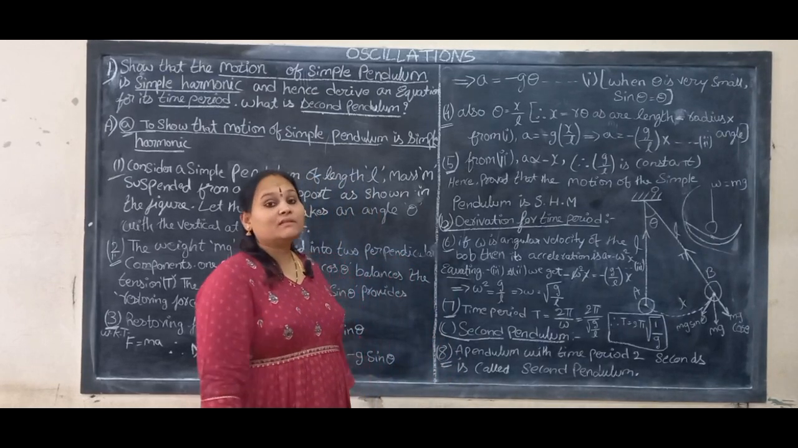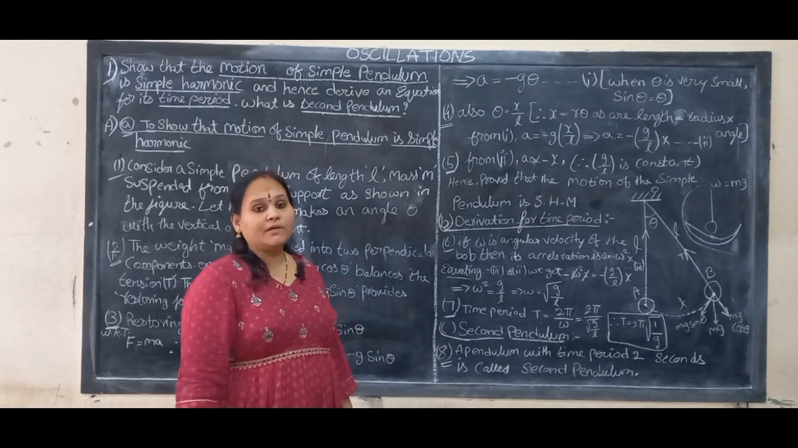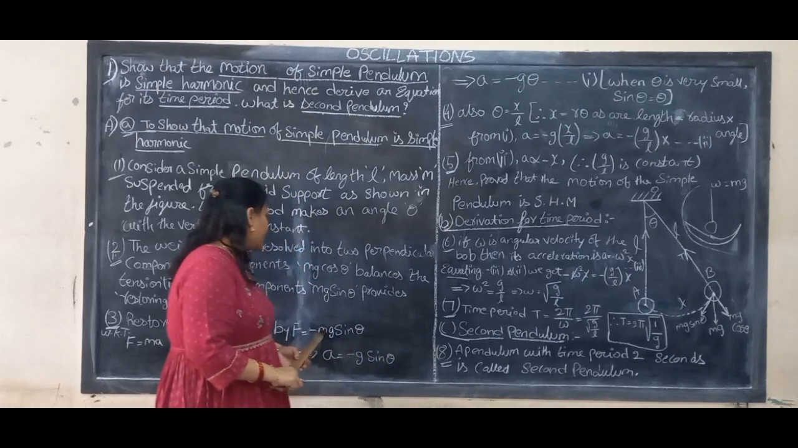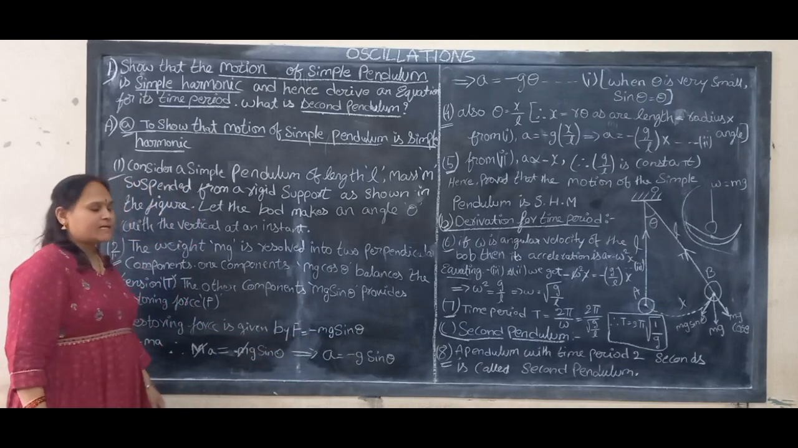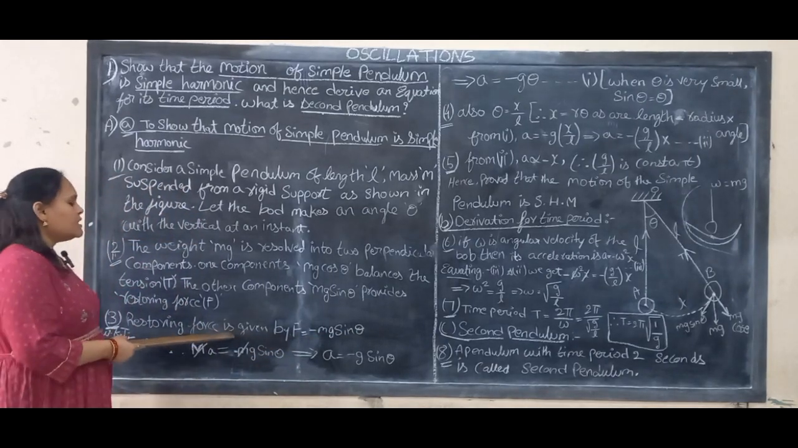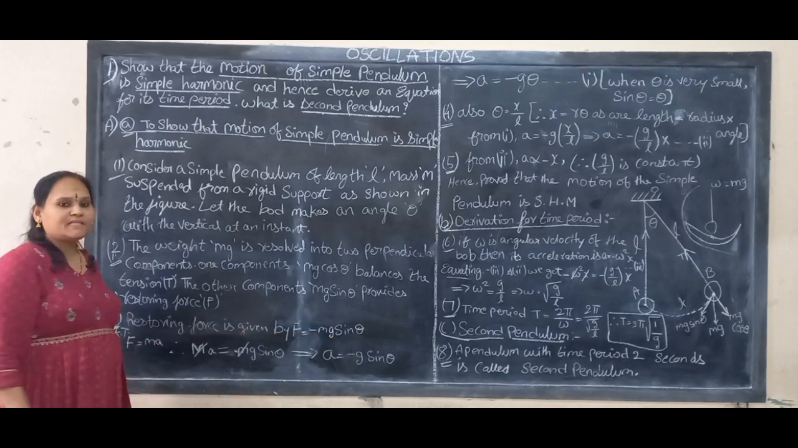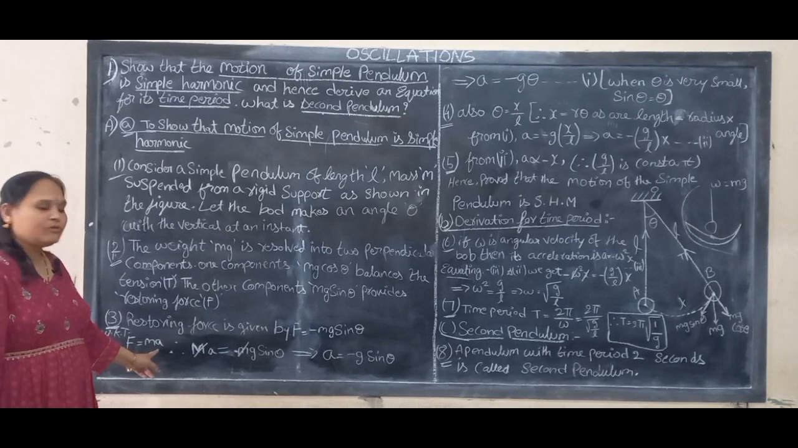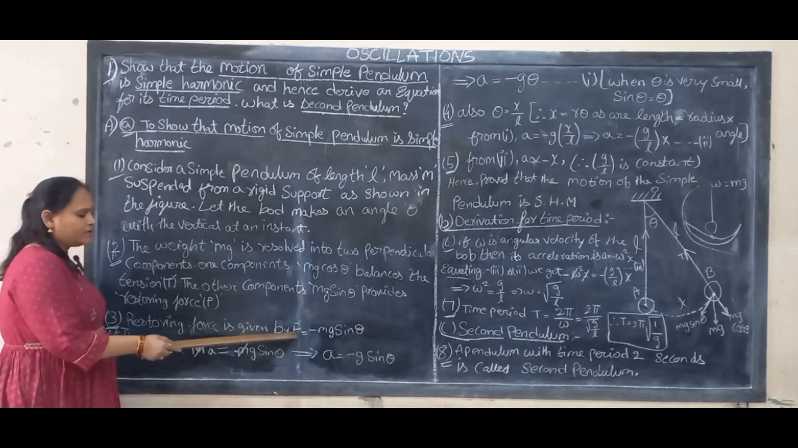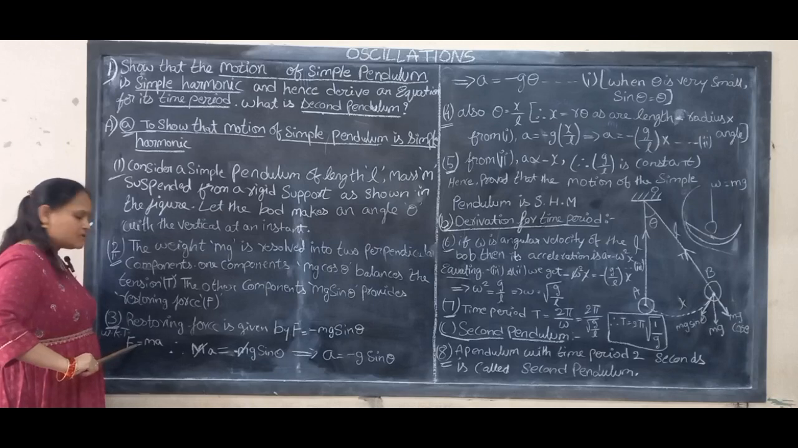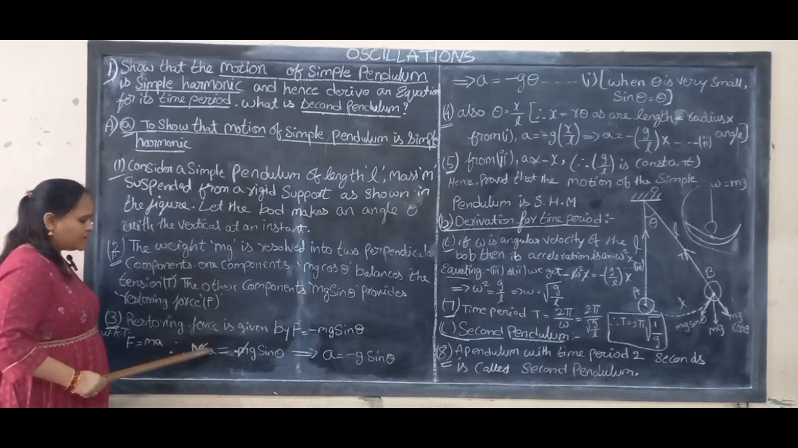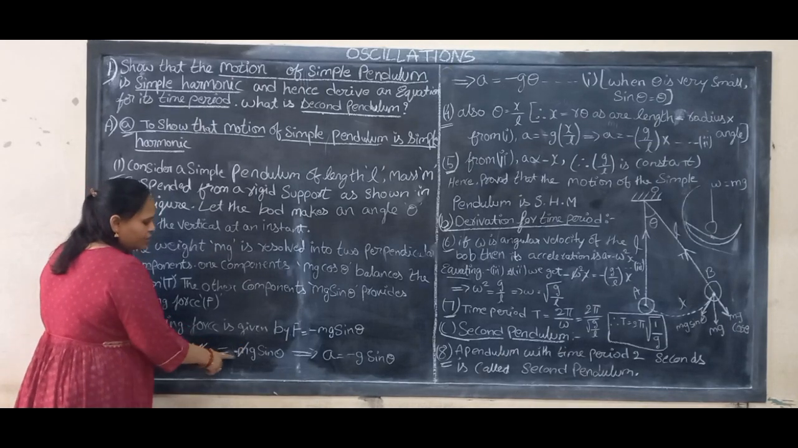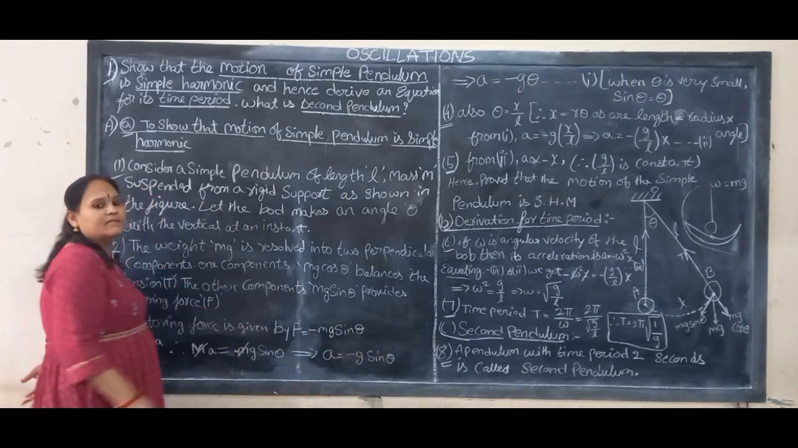It will be denoted with a negative sign: minus mg sin theta. Why? Because it's a restoring force, a reverse-back force. That's why we place a negative sign. Here the restoring force is given by F equals minus mg sin theta. And from Newton's second law, F equals ma. These two forces are equated to each other. So ma equals minus mg sin theta. M cancels on both sides. a equals minus g sin theta.